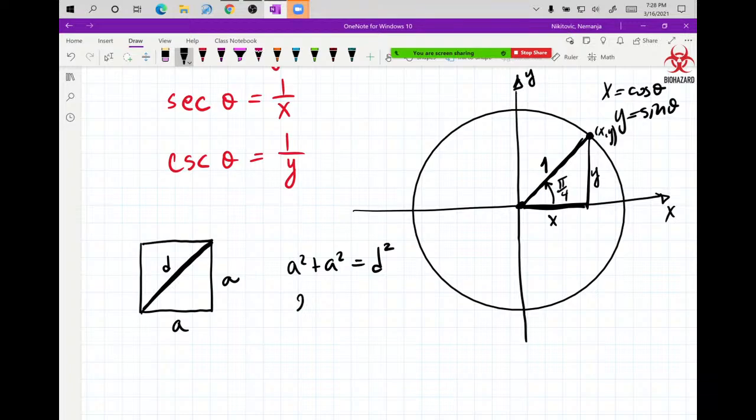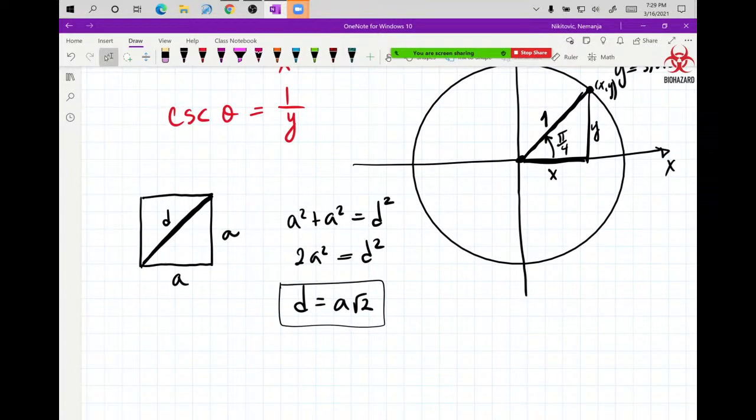So 2a squared is equal to d squared. And then when you solve for d, you get a root 2. When you square root both sides, you get a plus minus, but we disregard the minus because lengths are not negative. You have to have some positive length for a diagonal. You can't have -7. So we drop the negative from the square root, and we have d equals this.